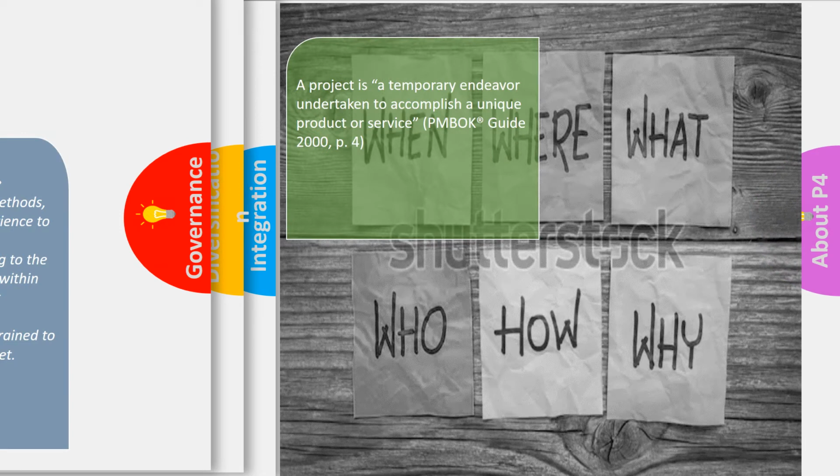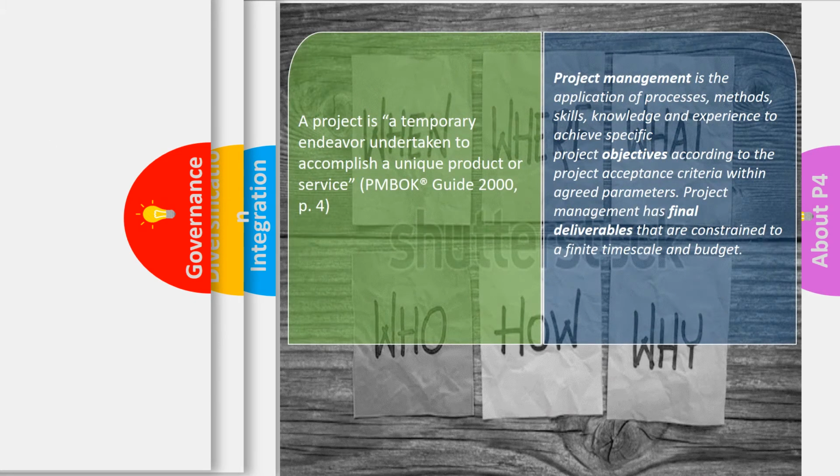Some definitions of project management. One definition could be: a project is a temporary endeavor undertaken to accomplish a unique product or service. That's the PMBOK Guide 2000, page 4. Another says that project management is the application of processes, methods, skills, knowledge, and experience to achieve specific objectives according to the project acceptance criteria within agreed parameters. Project management has final deliverables that are constrained to a finite timescale and budget.